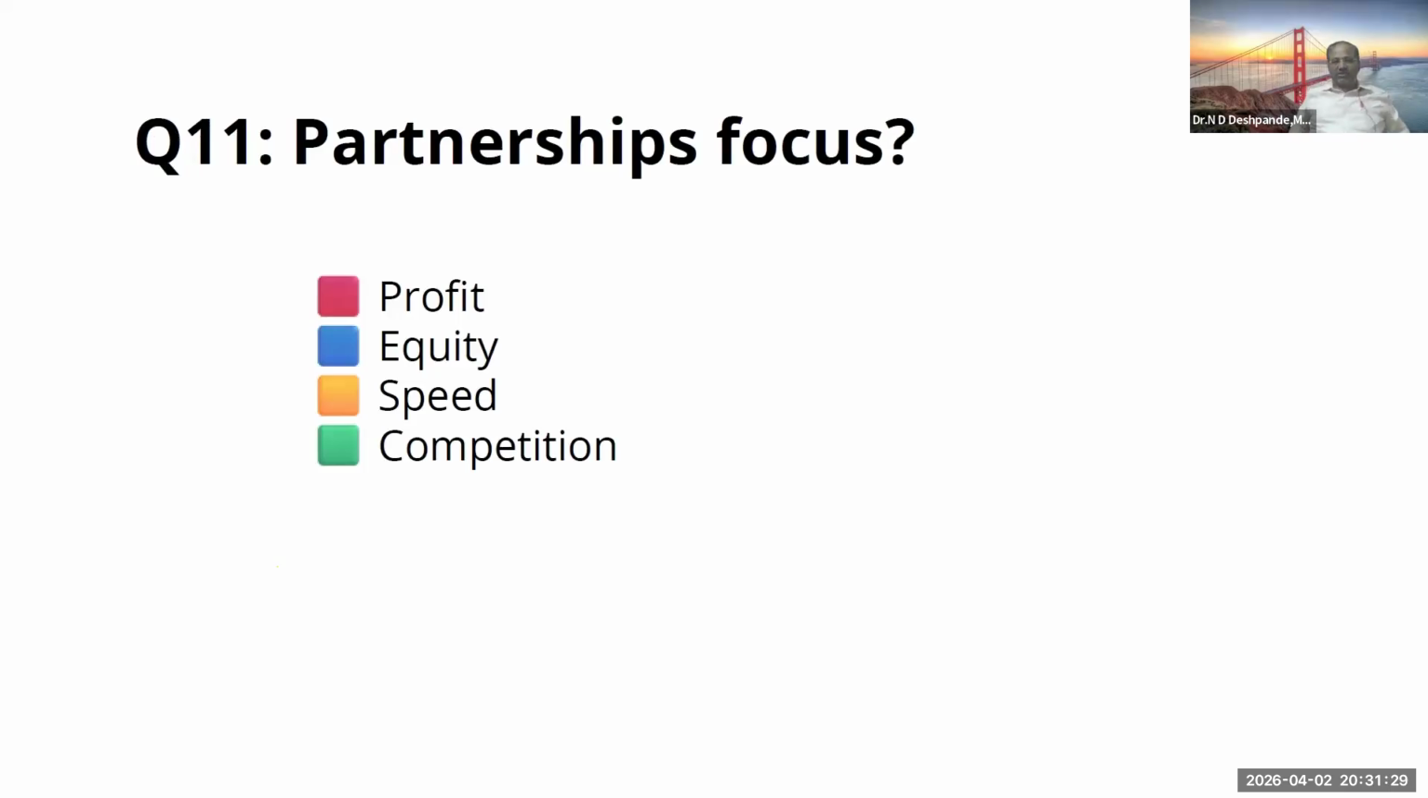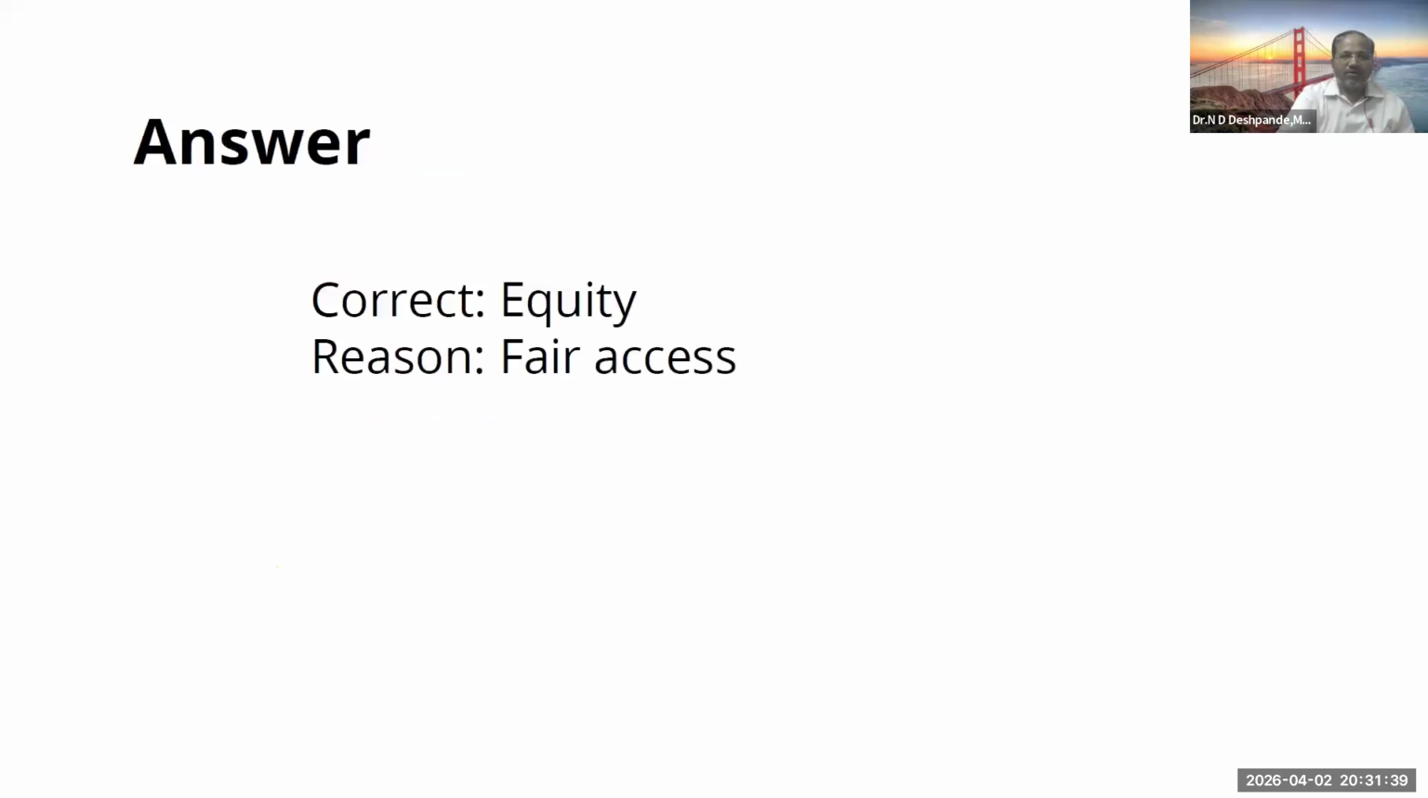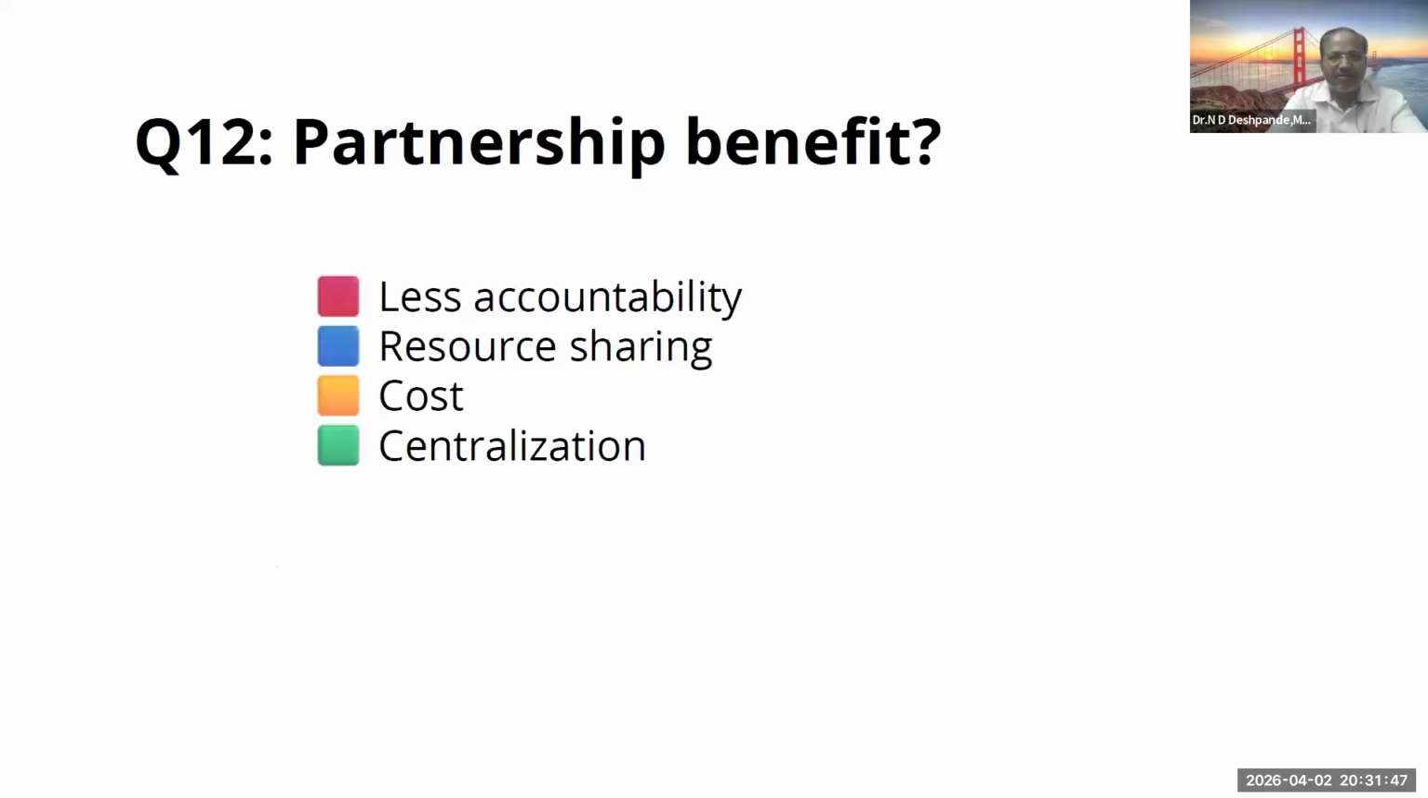Next, partnership focus. Is it focusing on profit? Is it on equity? Is it about speed or competition? The partnership focus should be on equity in the healthcare sector because fair access has to be there. Partnership benefit is what? Is the benefit about less accountability that partnership is giving, or is resource sharing done? Is cost reduced because of partnership, or is centralization there?